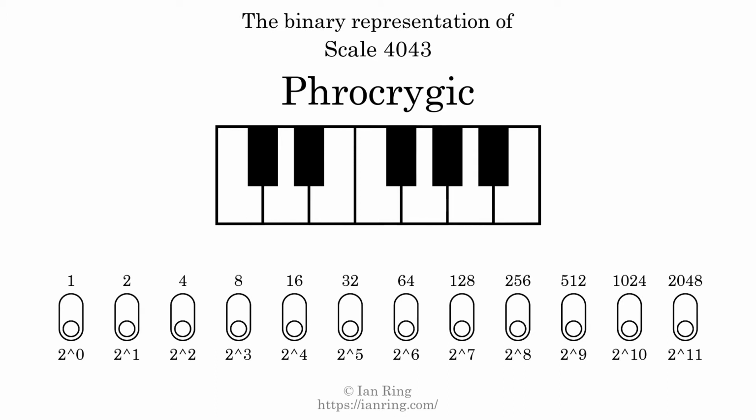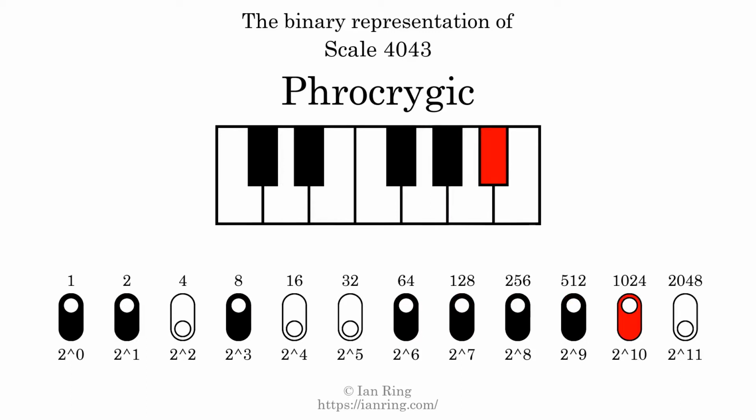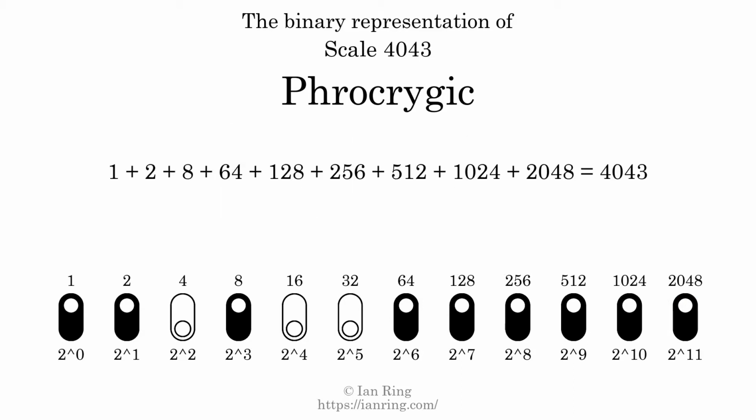The binary representation of this scale is determined by mapping tones of the scale to binary digits. Each binary digit represents a power of 2. To get the scale number, we add the powers of 2 together. The powers of 2 that are present in the scale, all added together, equals 4043. That is why the scale number, in decimal, is 4043.